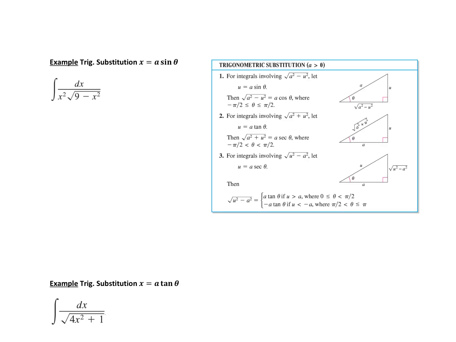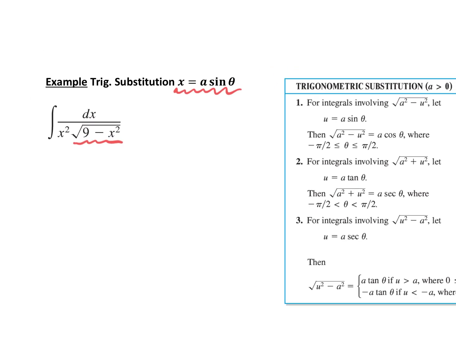So here we have an integral. This gives us a little hint here. We want to use x equals a sine theta. Notice we have 9 minus x squared, so that fits this model right here. So we need to make a triangle that ends up with a side 9 minus x squared. Well, what's that triangle? Let's go ahead and do that. Here's our right triangle. I'm going to draw it out.